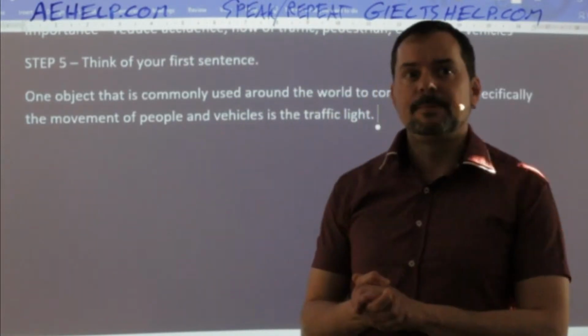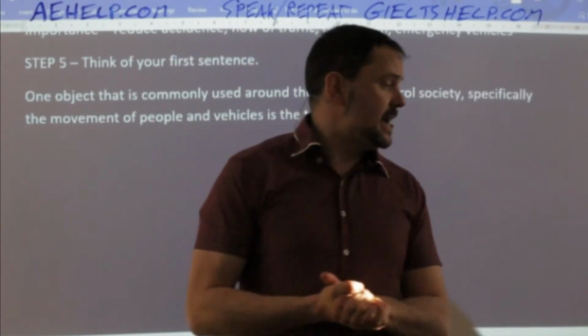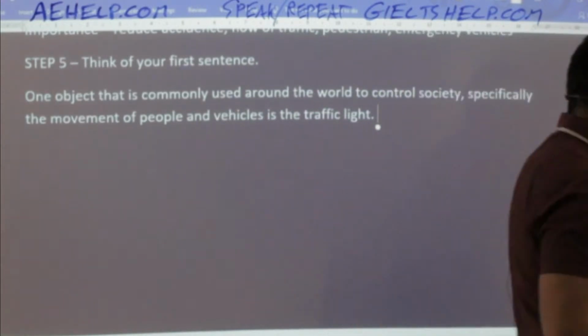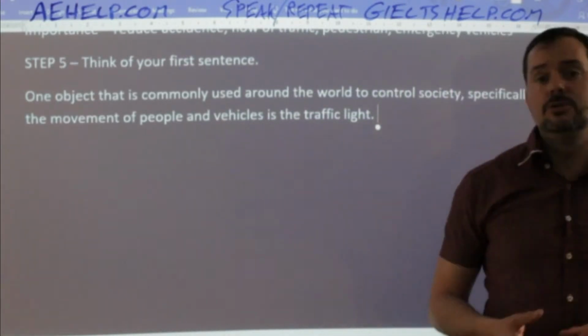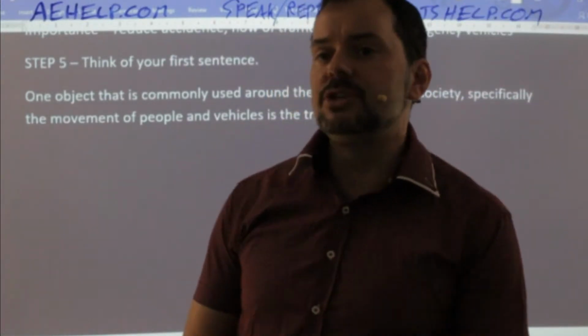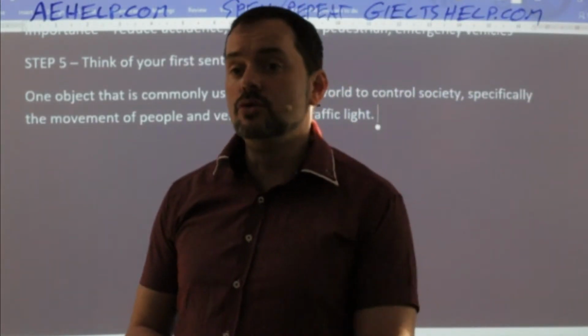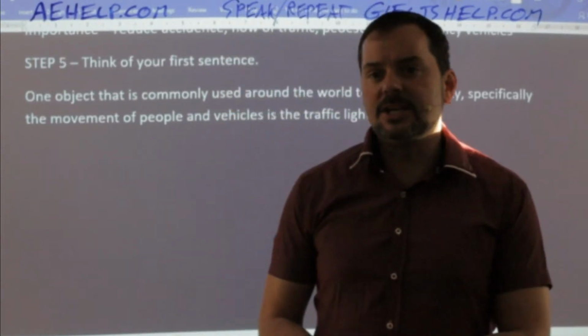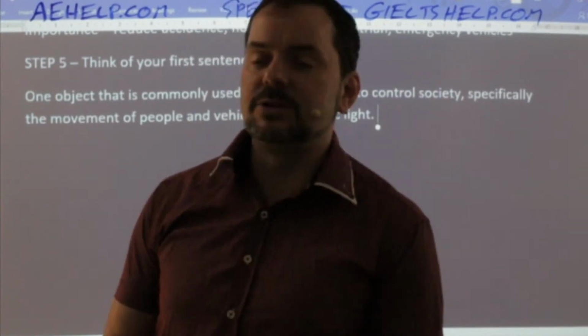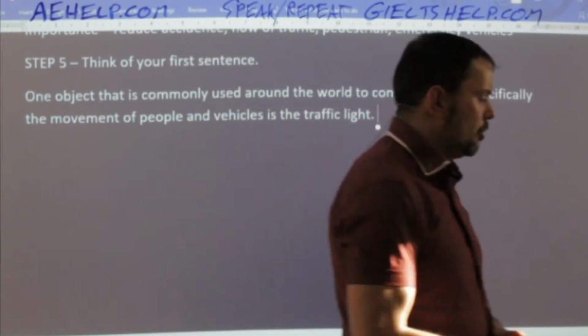All right. Okay, now that we've introduced our topic, we have to think about its origin. So again, you're going through step by step, okay? Preeti says an object which is used to control society is a traffic light, specifically movement of people and vehicles. Very nice, Preeti, very close to what I said. Now the origin, okay?